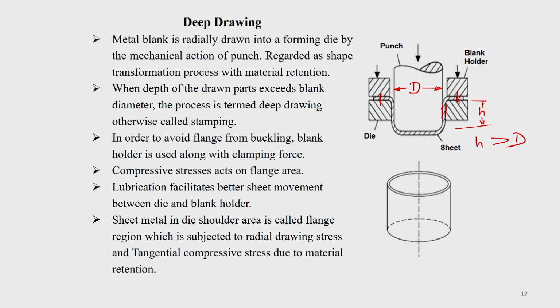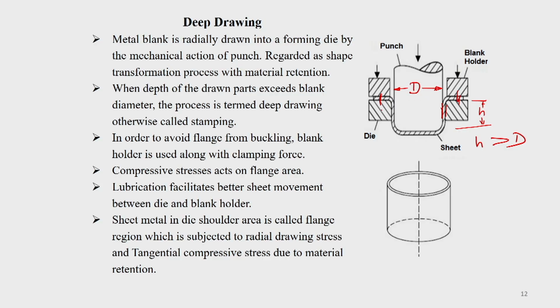Now, when this deep drawing operation is going on, stretching, the metal will slowly move inside also. From the blank holder side, it will move radially. If it is not there, the thickening will take place, but in this case only in a controlled way it will go there and the thickness will remain more or less the same. And the sheet metal in this die shoulder region is called the flange region, which is subjected to radial drawing stress and tangential compressive stress due to material retention.